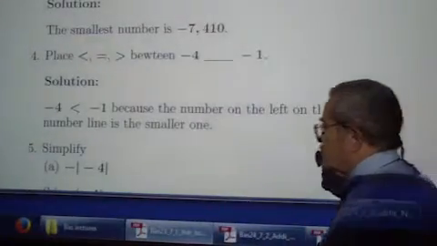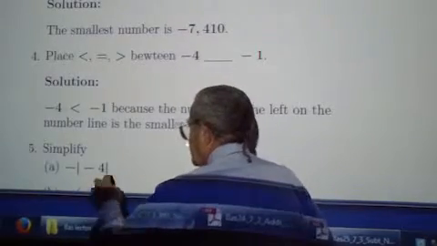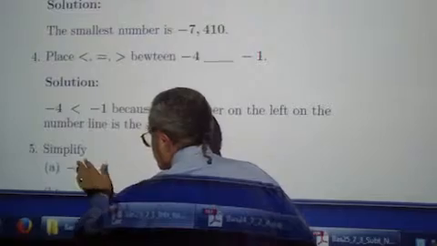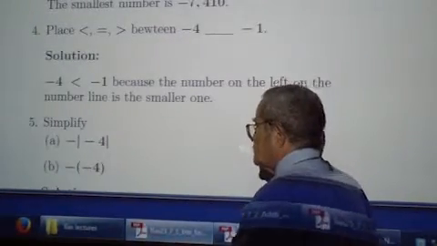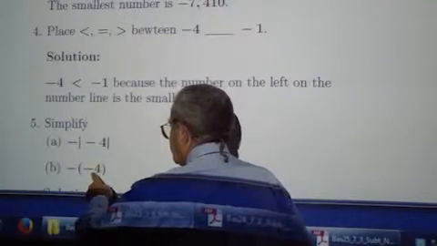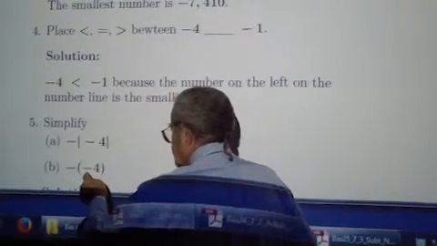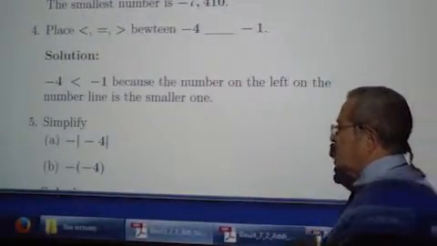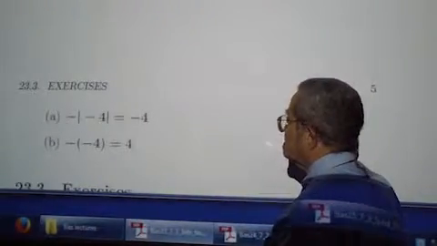So we wanted to simplify the opposite of the absolute value of -4. The absolute value of -4 is +4, and the opposite of +4 is -4. And then we wanted to simplify the opposite of -4, not the same thing. You have the opposite of -4, so you jump from -4 to the positive side. That should be +4. -4 for A, +4 for B. Okay?